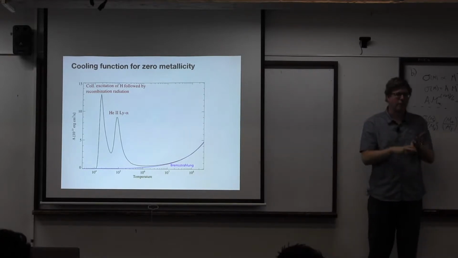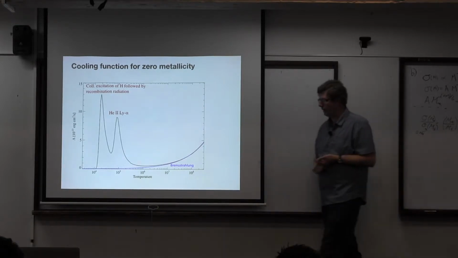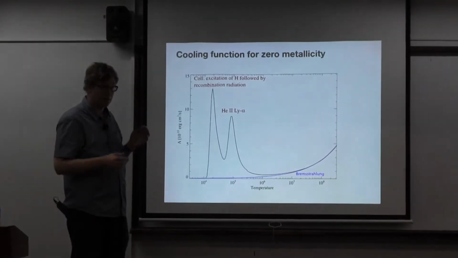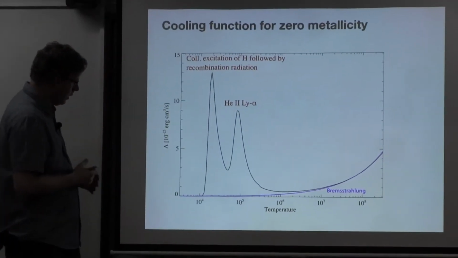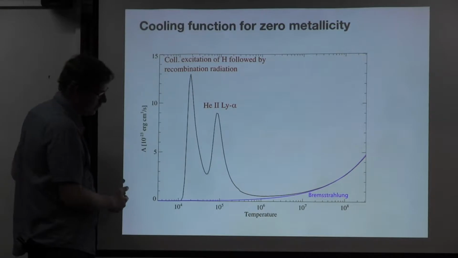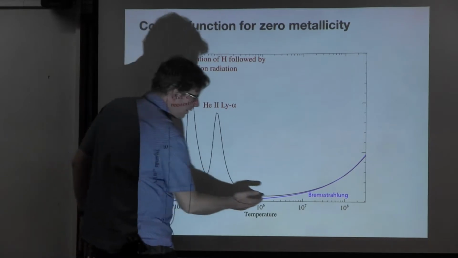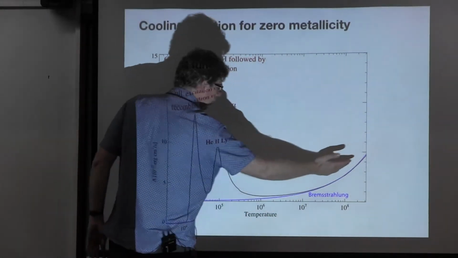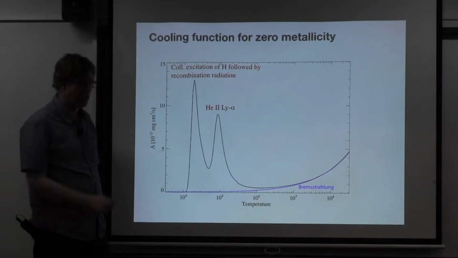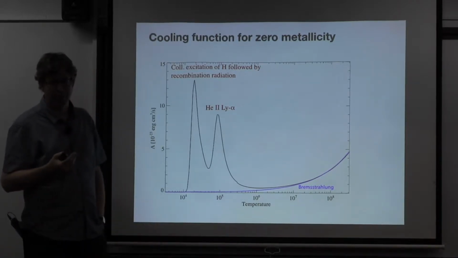This is for a gas that only has hydrogen and helium. It is quite important to understand the various ingredients here and the anatomy of this. At least one thing we can notice to start with is that as you go to higher and higher temperature, the cooling function goes up. And that is because Bremsstrahlung is dependent on the temperature to the power 1.5, more or less.